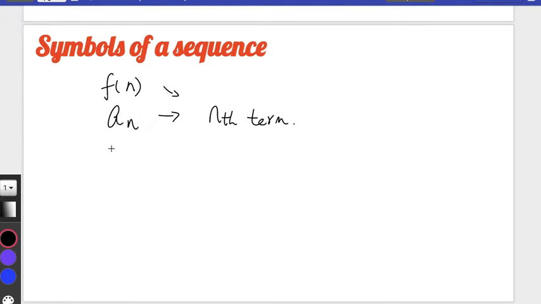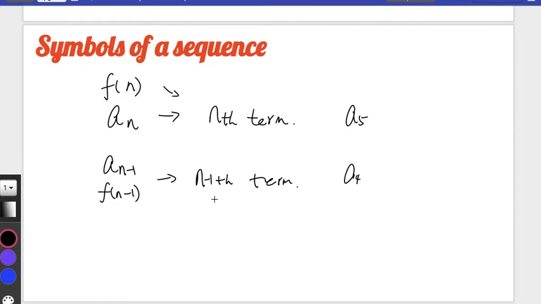Sometimes we use, for example, a_(n-1) or f_(n-1), which indicates the (n-1)th term. Probably it's a little bit weird to hear, but think about it. If n equals 5, a5 is the fifth term, right? And n minus 1 means it's going to be a4. So you can imagine this is the term before the nth. According to the location, it's going to be a4, then a5.